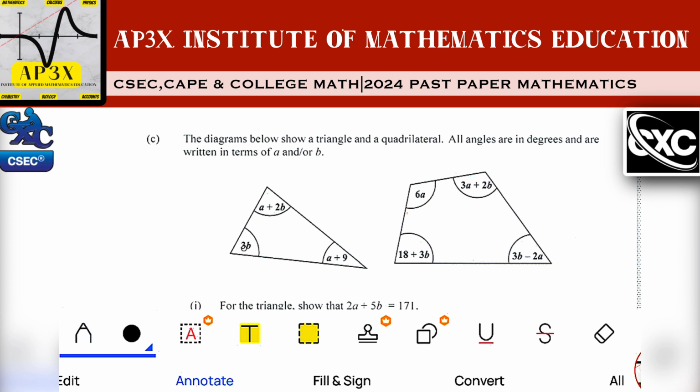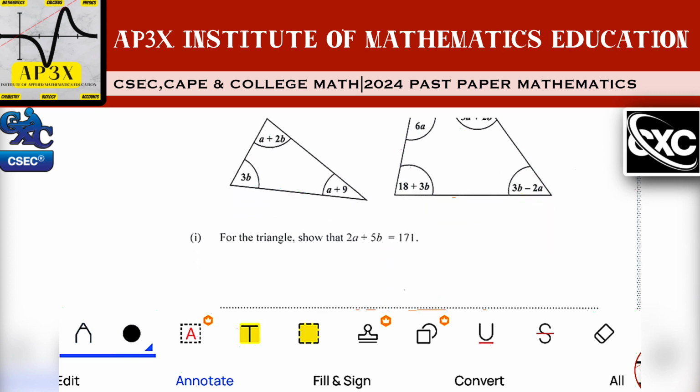So it is 3b degrees, and this is a plus 2b degrees, and this is a plus 9 degrees. This quadrilateral here has this angle 6a degrees. This is 3a plus 2b degrees. This is 18 plus 3b degrees, and this is 3b minus 2a degrees. Now for the triangle, show that 2a plus 5b equals 171.